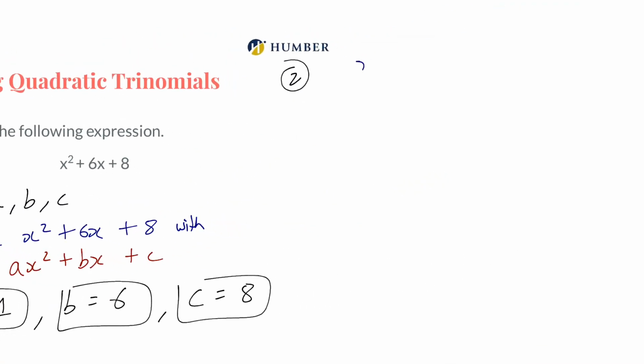So we have x squared plus 6x plus 8. You're looking for two integers, so by integers I mean positive or negative whole numbers, they should have a product of A times C and a sum of B.